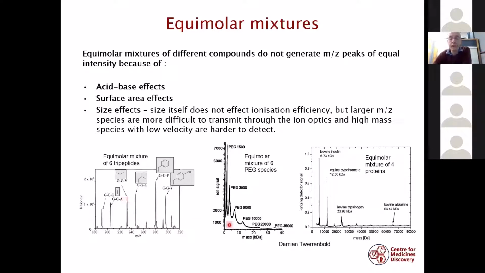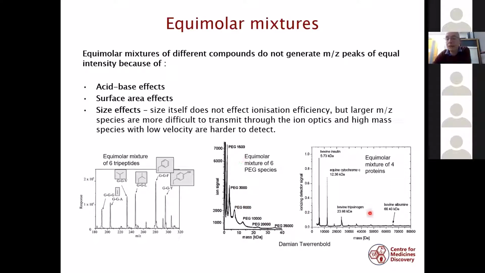So here's an example of MALDI data. This is polyethylene glycol. It's an equimolar mixture of 6 different size classes of PEG. And you can see that the detection efficiency falls off a cliff. It's basically inversely proportional. It's an exponential decay in detection efficiency for this species.